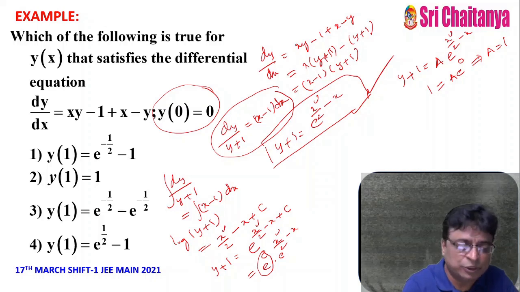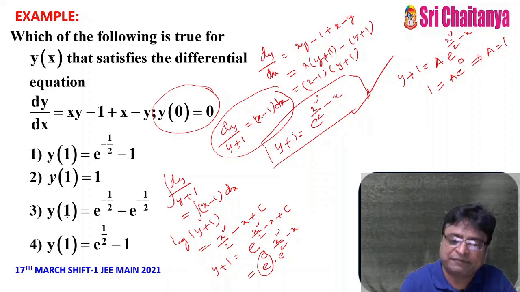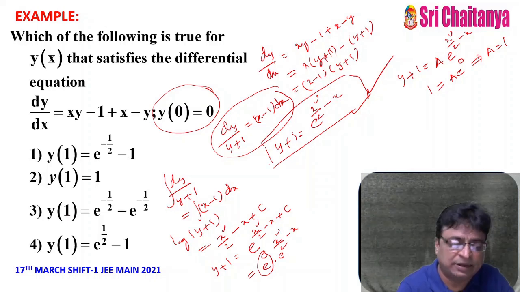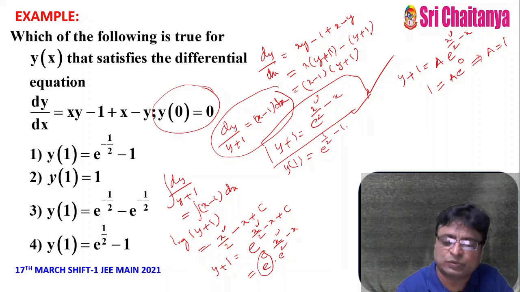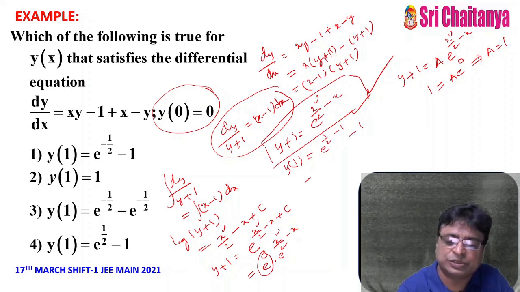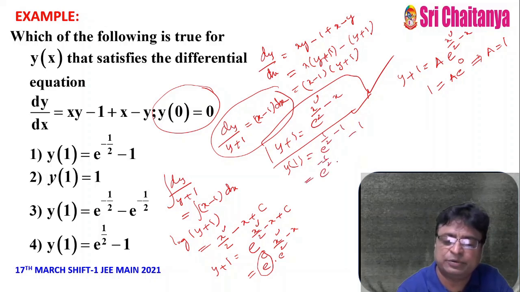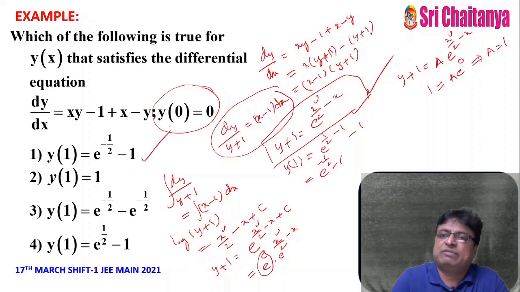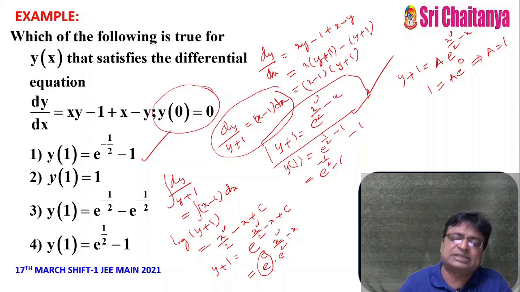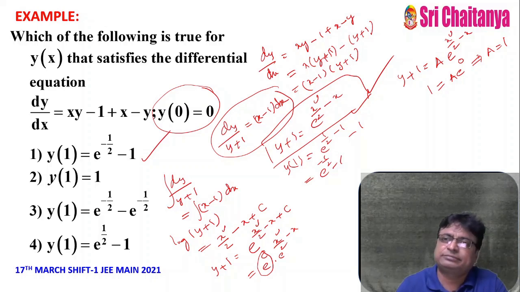Now, your job is, you put x is equal to 1 here. After substitution of x is equal to 1, what should be the value? So, y of 1 is equal to e power 1 by 2 minus 1 minus 1. So, this becomes e power minus 1 by 2 minus 1. So, answer should be my option 1. So, this was the question they asked in the 17th March shift 1.